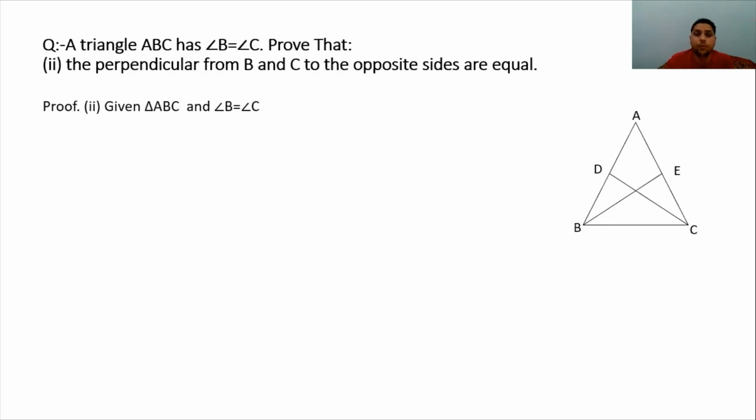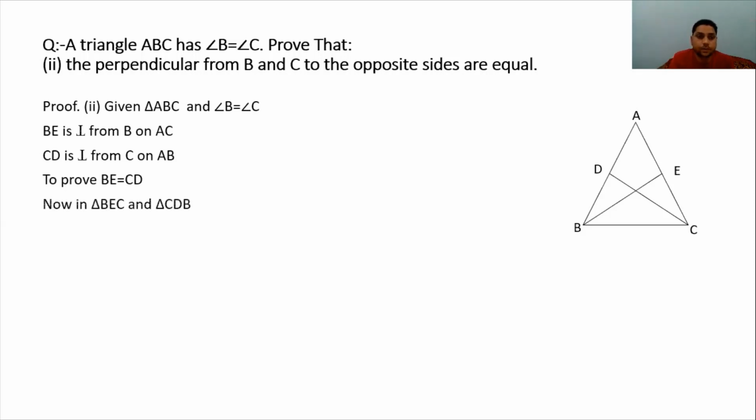What we have to prove here is that BE is equal to CD. Again, we'll proceed with two triangles: triangle BEC, and another triangle, CDB.